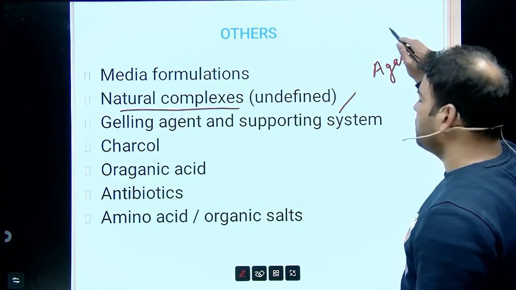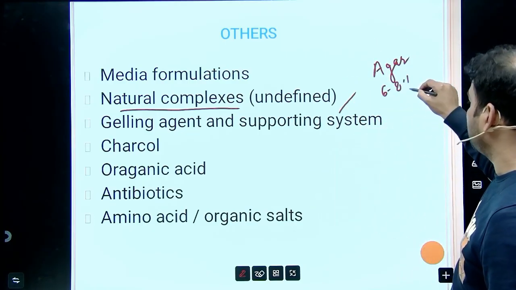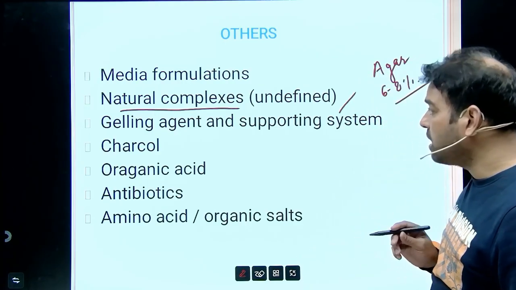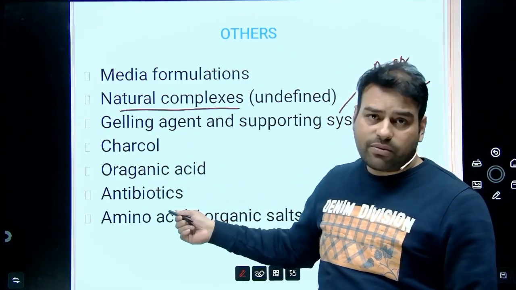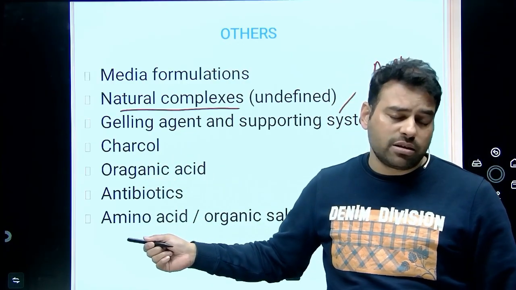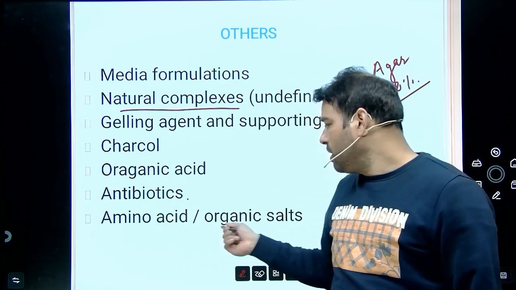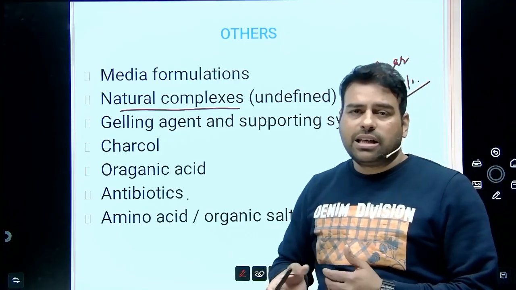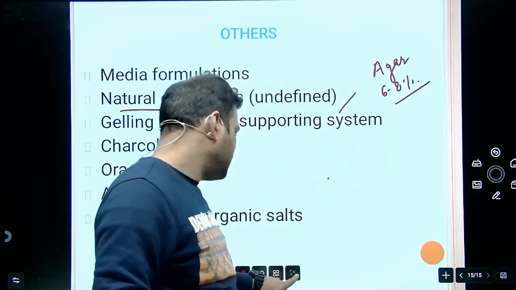Agar is the universal gelling agent. We are using this agar at 6 to 8% concentration. Charcoal, organic acids, and antibiotics we are using for the removal of microorganisms. We are using amino acids and organic salts to strengthen the nutritional background of the media. That's why we are using them.